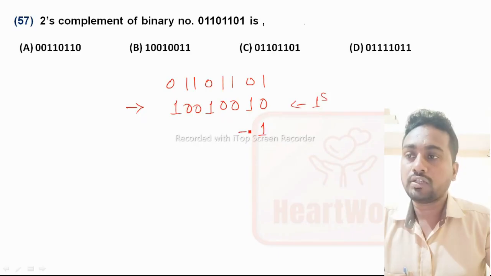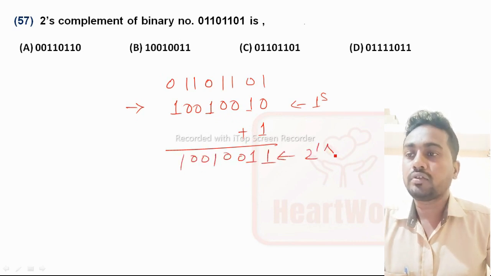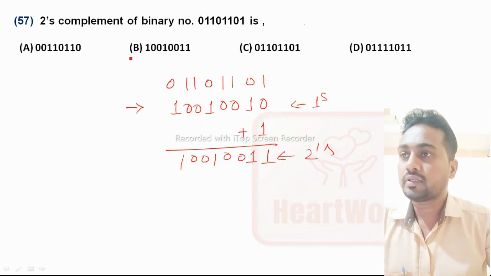For that you have to add 1. So 0 plus 1 is 1, and the rest are the same. So this is the 2's complement. This is option B, the right answer.